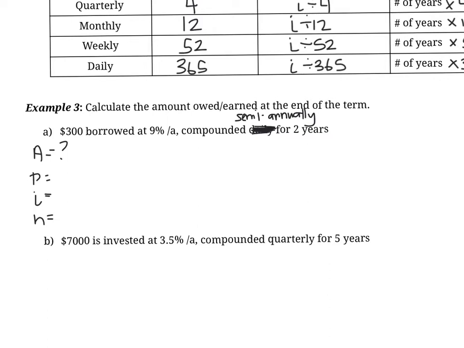Okay, so let's deal with this first number right here. This 300. What is that 300? That's the original amount that was borrowed. So we're going to put that as our P value. What's our interest rate? Our interest rate is 9%. We know we need to change that to a decimal. So we're dividing it by 100 and we get 0.09.